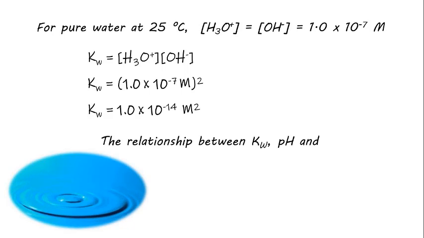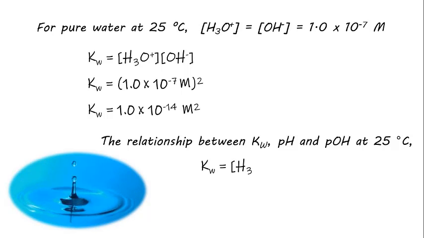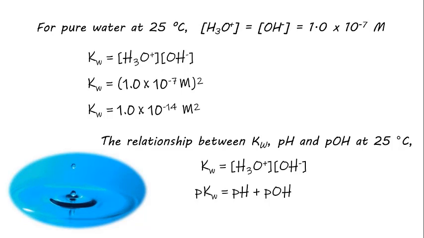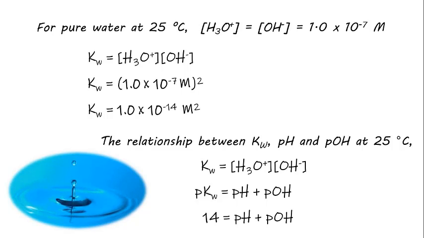The relationship between Kw, pH and pOH at 25 degrees Celsius. From this formula, Kw, we take the negative log on both sides, which results in pKw equals pH plus pOH, and substitute the value into this formula, and finally you get 14 equals pH plus pOH.